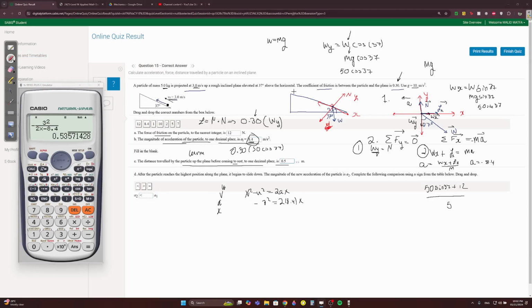Now, when it's going down, it's going to have the weight pulling it forward, but the friction pulling it backward. So here it had two forces resisting it. Here it had only one force resisting it. So obviously, the second acceleration now, the new one, is going to be greater than the first one.